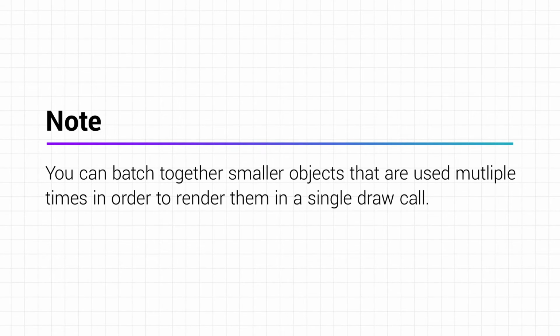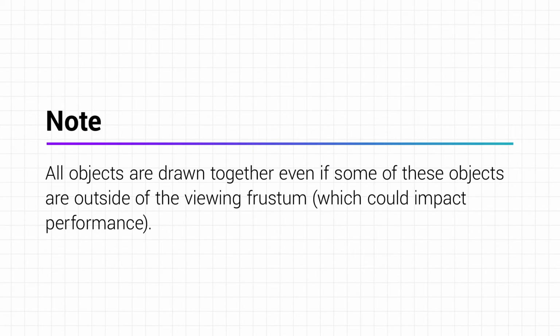Another note is that if your scene is composed of smaller objects that are used multiple times, you can batch them together in order to render them in a single draw call. This can increase savings, but note that they are all drawn together even if some of these objects are outside the viewing frustum, which could ultimately impact performance as well.